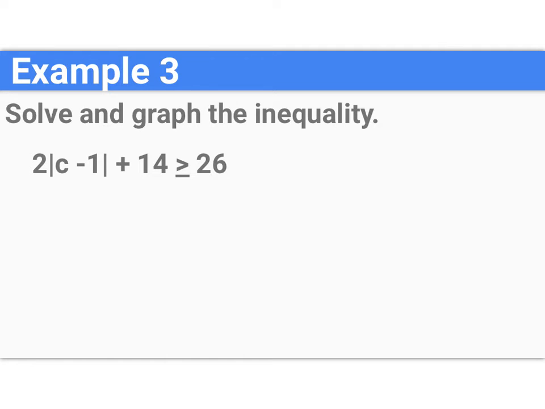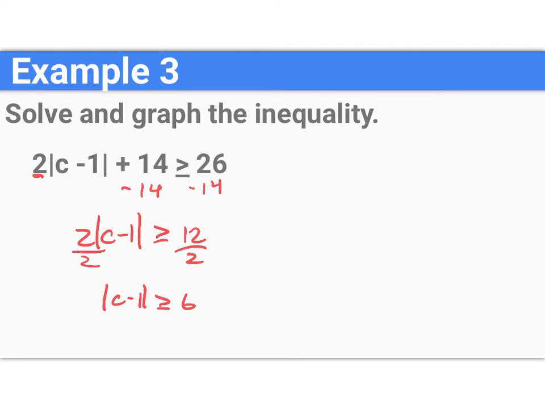Okay, we have something multiplied to the absolute value, so we're going to have to get rid of this 2. But before we do that, we have to subtract 14 from both sides. 2 times the absolute value of c minus 1 is greater than or equal to 12. Divide both sides by 2. And we get the absolute value of c minus 1 is greater than or equal to 6. So the absolute value must be by itself. And now we can split it.